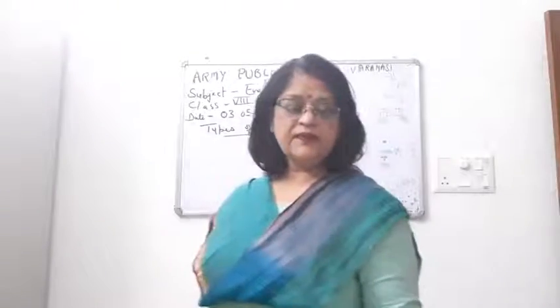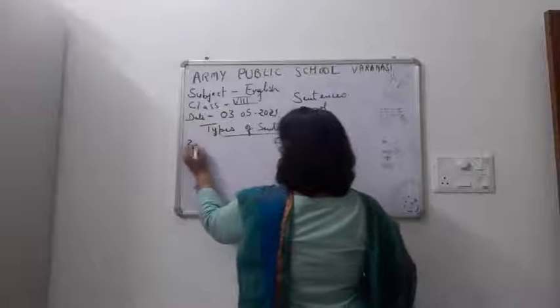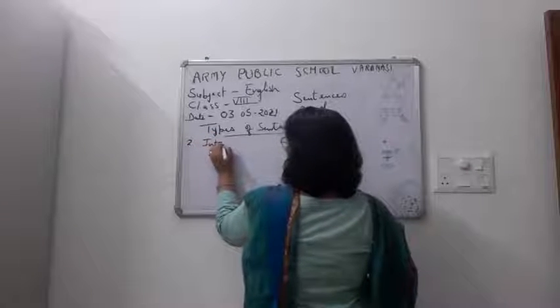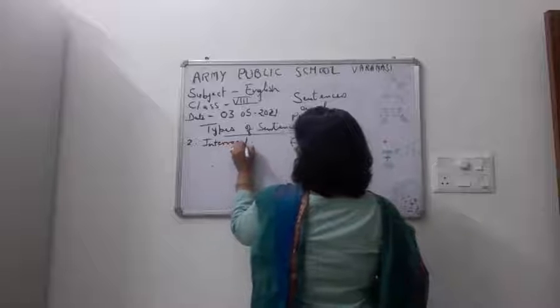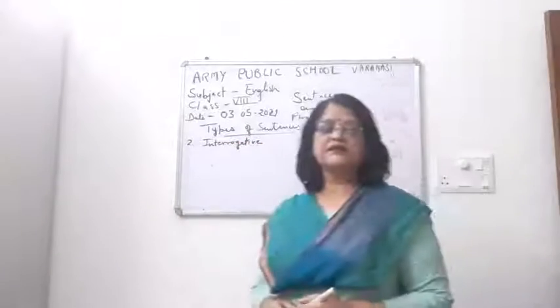So the next type of sentence is interrogative. So this is the second type of sentence, interrogative. An interrogative sentence asks a question and is formed by putting the auxiliary verb before the noun.